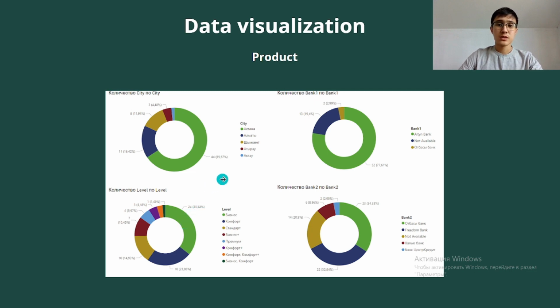Also, as you can see in the table, each residential building can work with two banks. Here we can see which bank is used more or which bank is used less. Currently, Altın Bank and Outpost Bank are widely used.